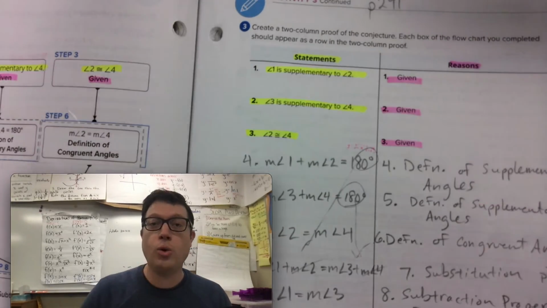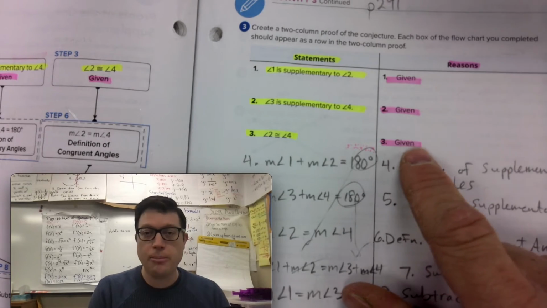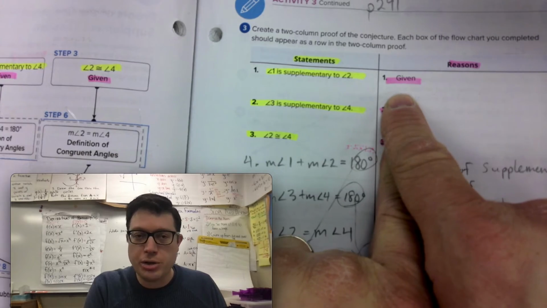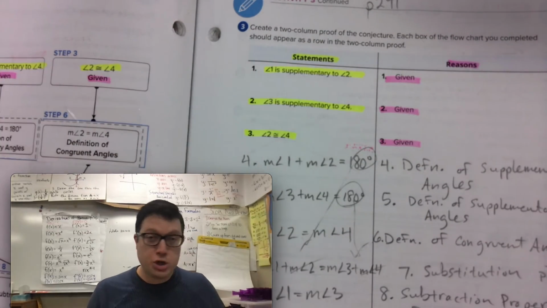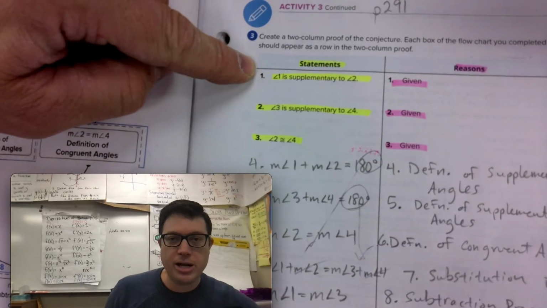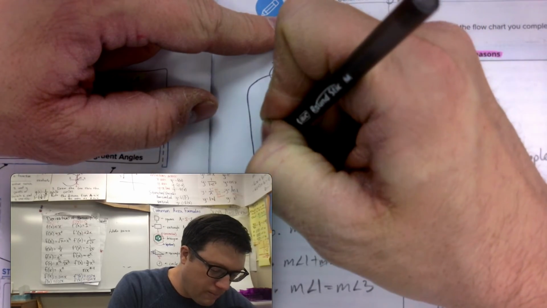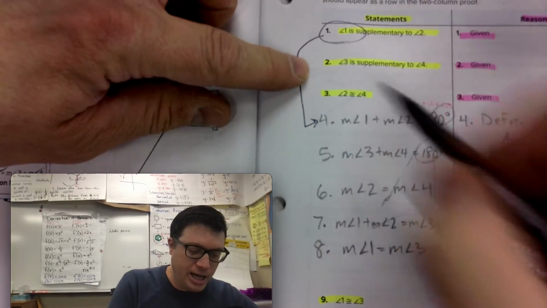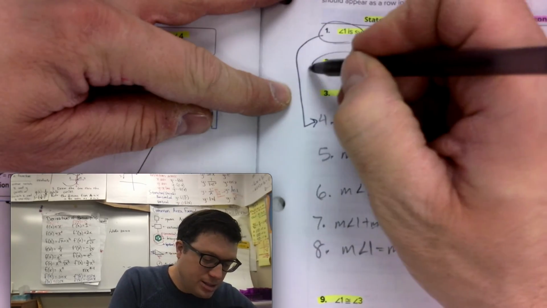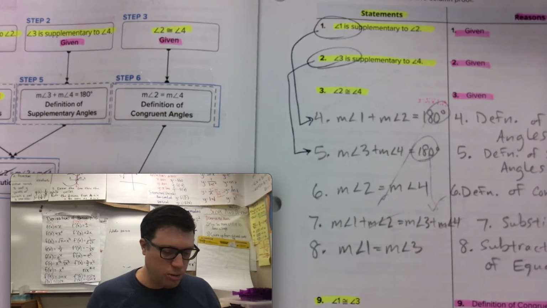I want you to always separate your statements and separate your givens. Do not put all 3 of them together in one given entry. Leave them separated because what we should be able to do is kind of reverse flowchart it. I should be able to say angle 1 is supplementary to angle 2, and that is a statement that points to step 4. I should say angle 3 is supplementary to angle 4. That step points to step 5. I should be able to still follow a flow through the 2-column proof.